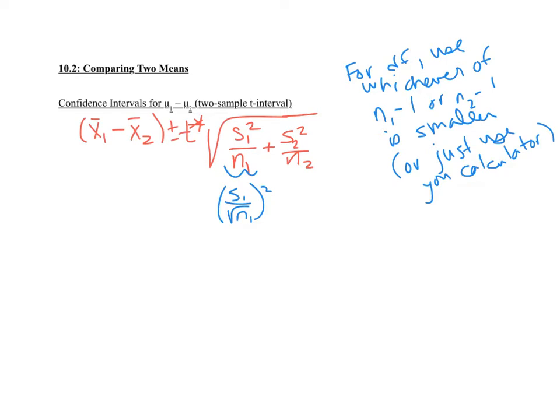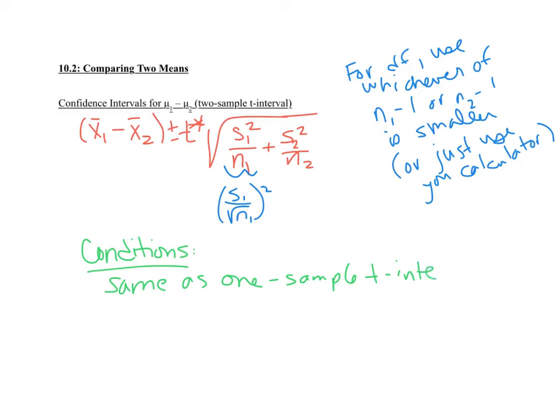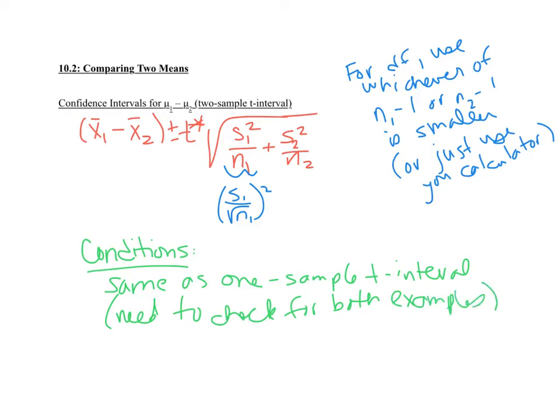Okay, so the other thing is that in this case, our conditions, as you might be able to guess, are the same as a one sample t interval. The only difference is that we're doing it for both samples. Okay, so let's go ahead and do an example.